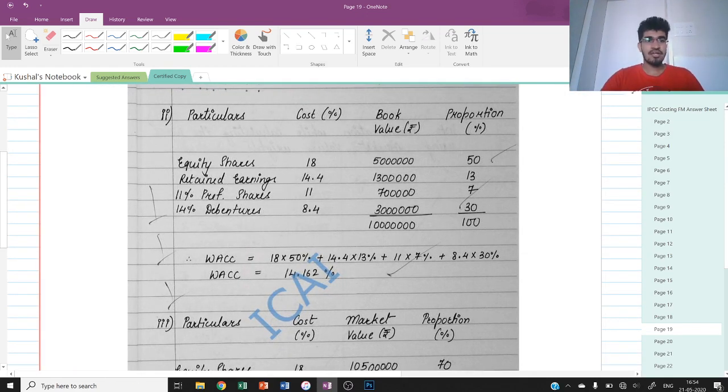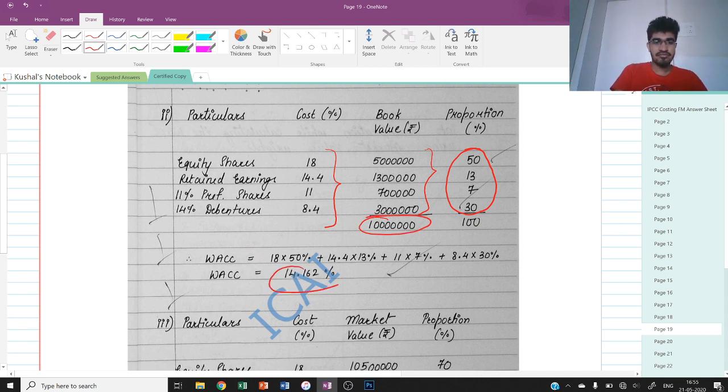Let's calculate the cost of capital based on the book value weights now. The book values have already been given in the question. Simply multiplying the cost of capital by the book value weights would give us the weighted average cost of capital. This is the proportion, which is nothing but book value whole upon the total book value, and multiply the cost by the proportion to get the weighted average cost of capital.